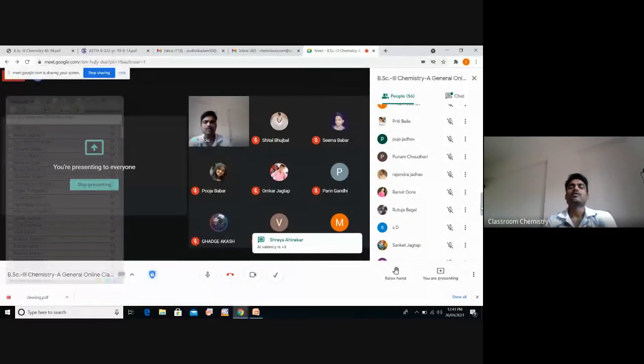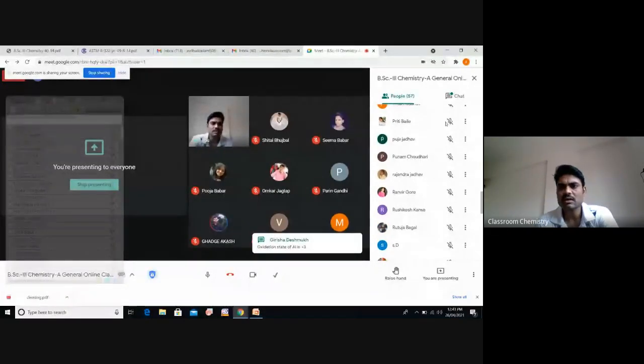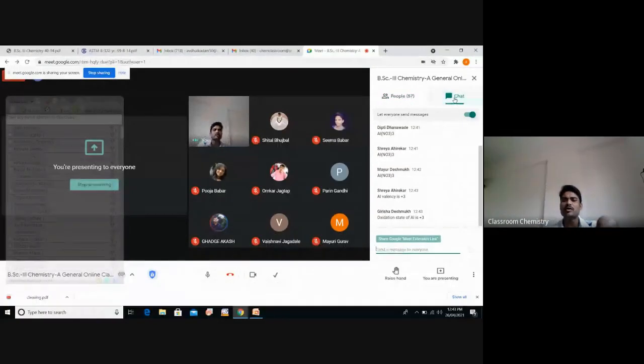If we focus on aluminum, where is the location of this aluminum in the periodic table? See here: hydrogen, lithium, sodium, potassium, rubidium, cesium, francium. This is the first group. Second is beryllium, magnesium, calcium, strontium, barium, radium, the second group. Then the third group: boron, aluminium, gallium, indium and thallium are all elements of what we call the 13th group or third group.